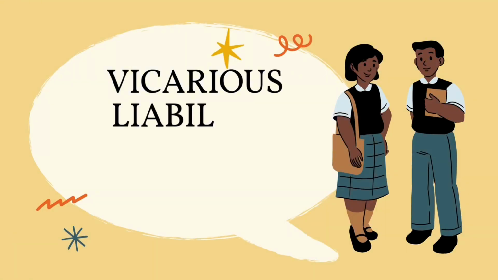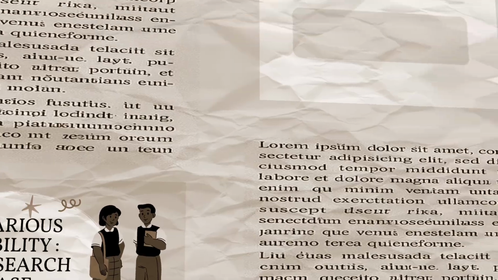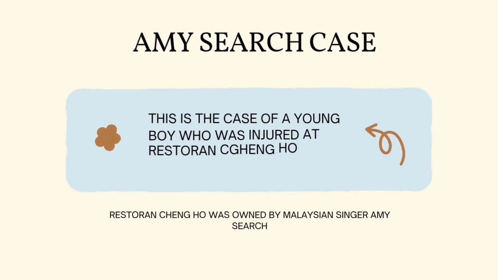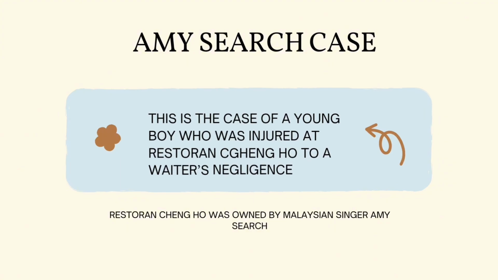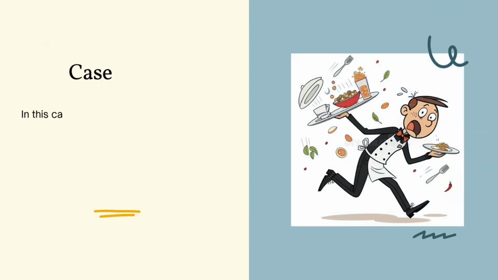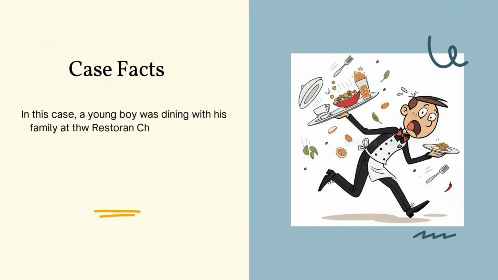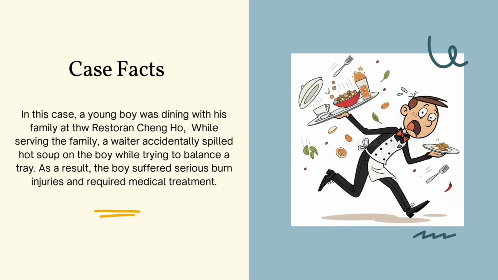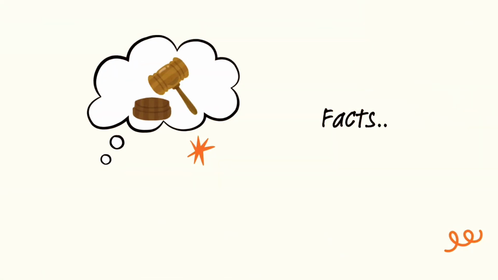Vicarious liability case: AB Search. This is the case of a young boy who was injured at a restaurant, Cheng Ho, due to a waiter's negligence. Restaurant Cheng Ho was owned by a Malaysian singer called AB Search. In this case, a young boy was dining with his family at the Cheng Ho restaurant. While serving the family, a waiter accidentally spilled hot soup on the boy while trying to balance a tray. As a result, the boy suffered serious burn injuries and required medical treatment.